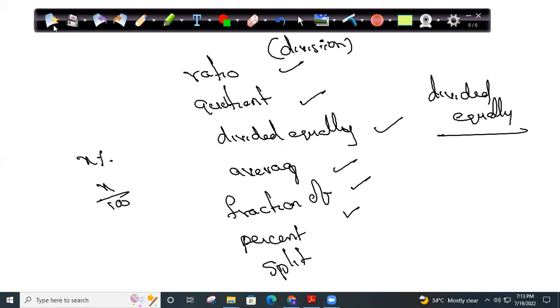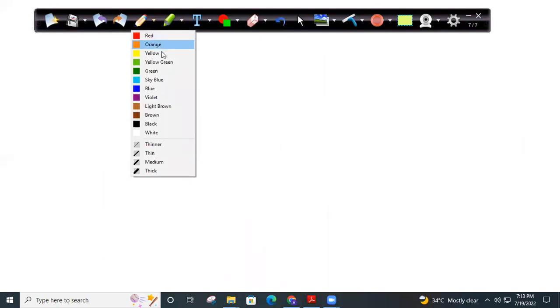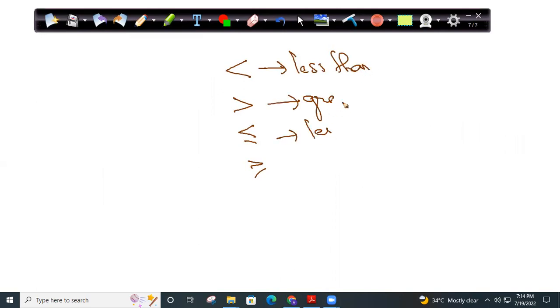So in inequalities we have two symbols. This is less than, this is greater than. This is less than or equal to, greater than or equal to. This symbol stands for less than, this symbol stands for greater than. This symbol stands for less than or equal to. This symbol stands for greater than or equal to.